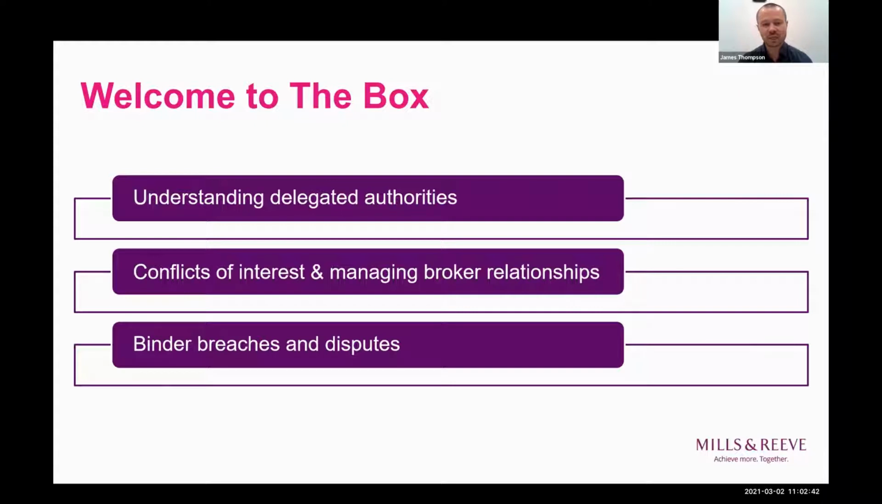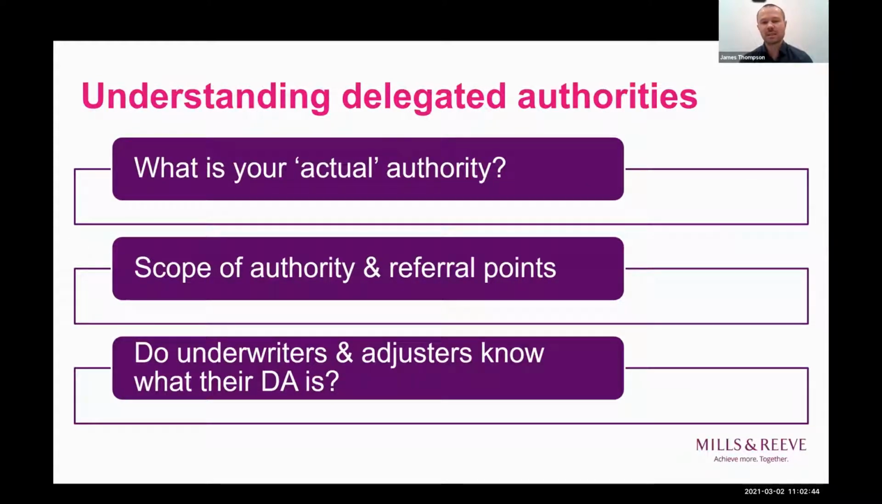So if we move on to the next slide and move straight into understanding delegated authorities. You all as cover holders and MGAs are agents of insurers. That is the nature of the business model. You agree with insurers what you're going to have authority to do on their behalf. And typically that agreement between the insurer as principal and the cover holder or the MGA as the agent is set out in a delegated authority or binding authority document, a contract between the parties.